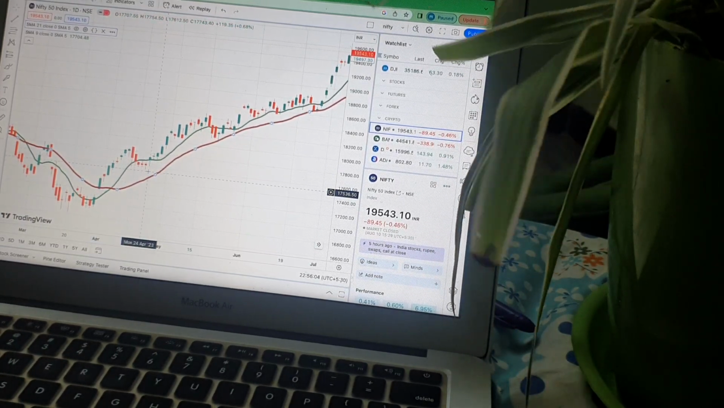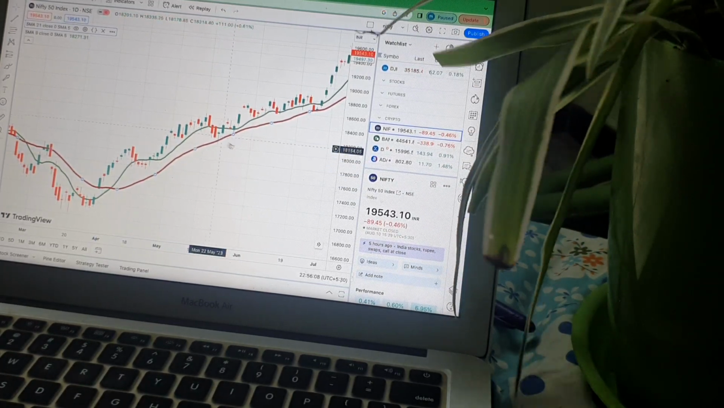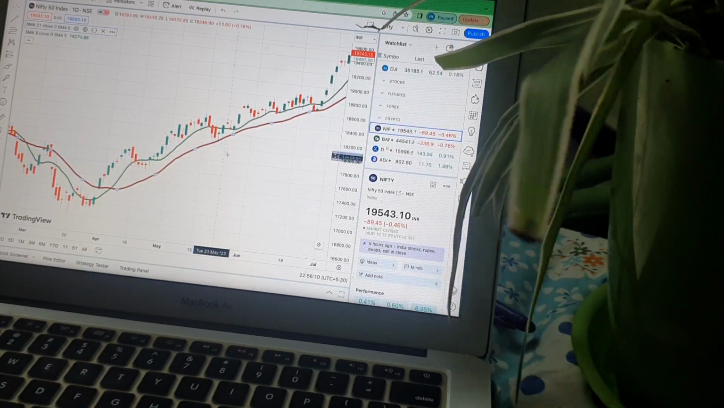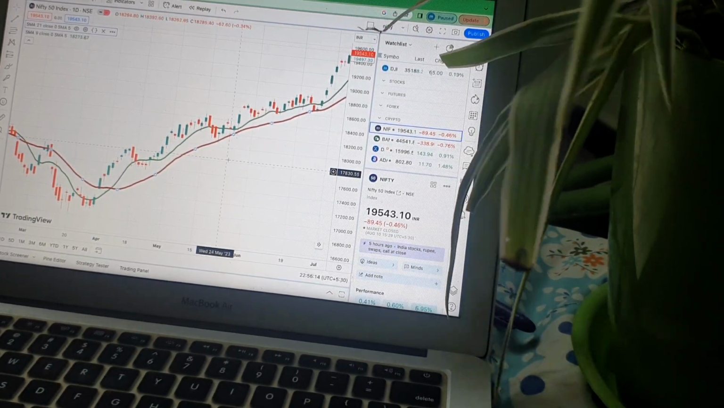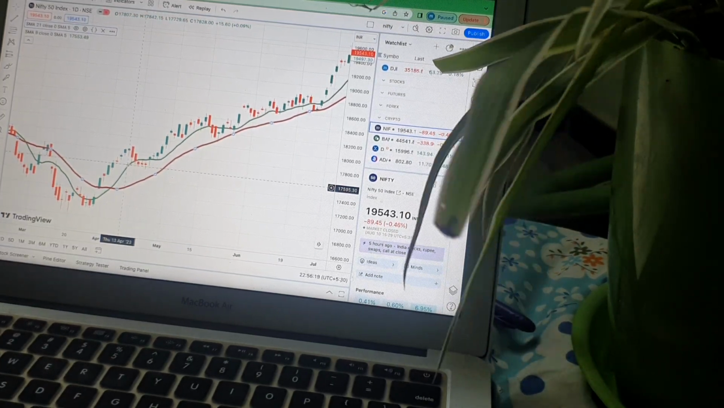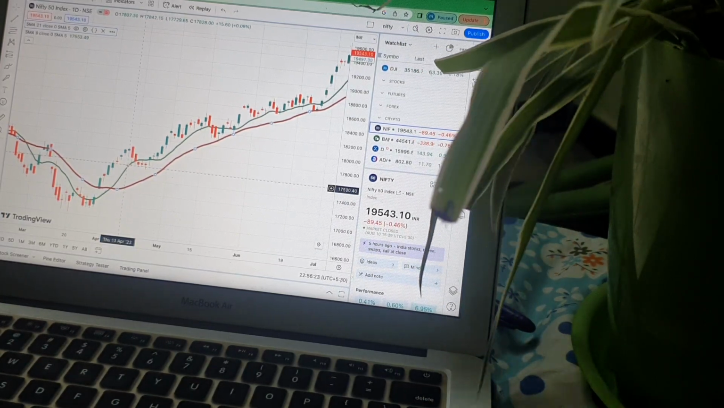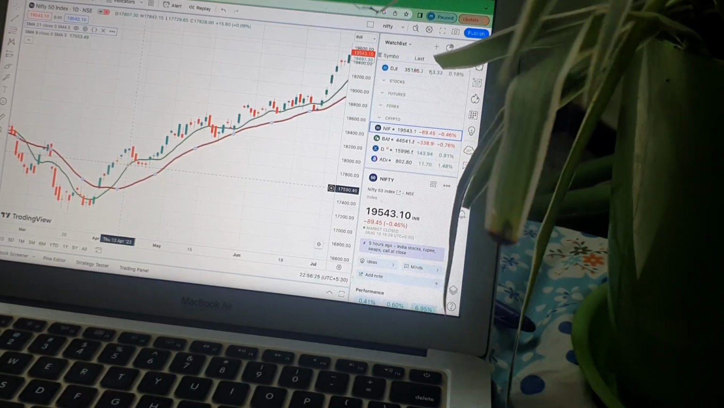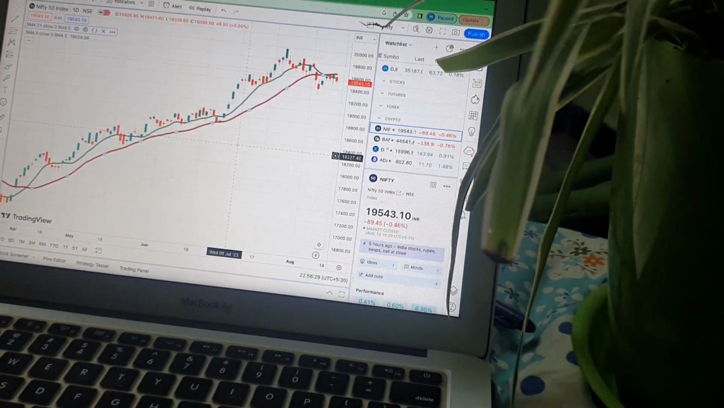I'll just keep it like that, and I'll wait for things to come beneath this. If a candle, and then another candle, goes below that, I'll close that position. If you would have bought it here, somewhere around 17,595, just think how much profit you would have got. Just keep this position intact.